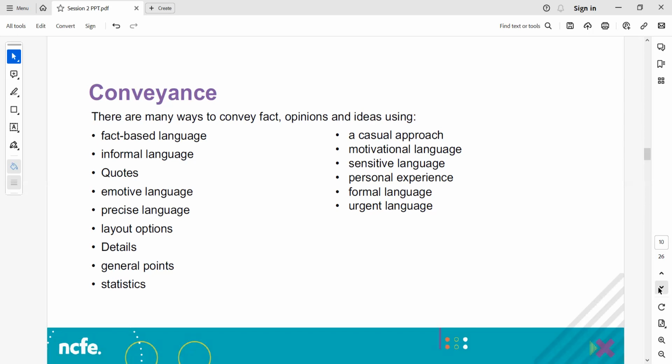So for example, document 1 uses fact-based language and includes statistics. In contrast, document 2 uses more informal language and personal pronouns. So it's just a way to explain how they differ or how they are the same. Both documents use formal language, and then give an example of something in the text.